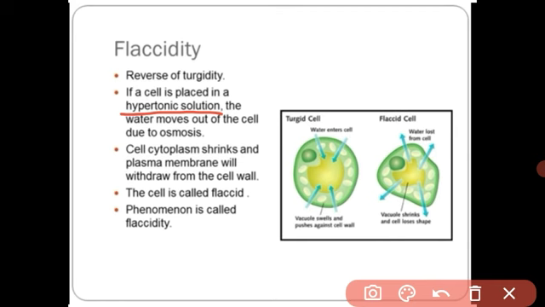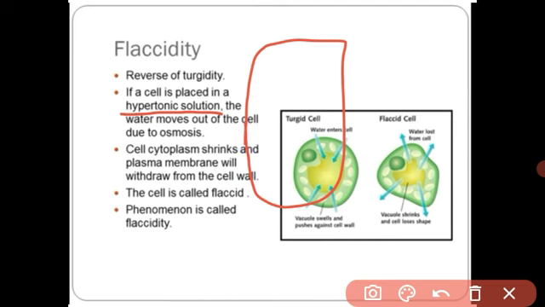In osmosis I explained endosmosis and exosmosis. Endo means the water diffuses into the cell, and exo means the outward diffusion of water through the semi-permeable membrane. Similarly, when the cell is put into the sugar solution, whatever water is present in the cell is withdrawn from the cell, and the cell shrinks. I will draw the diagram.